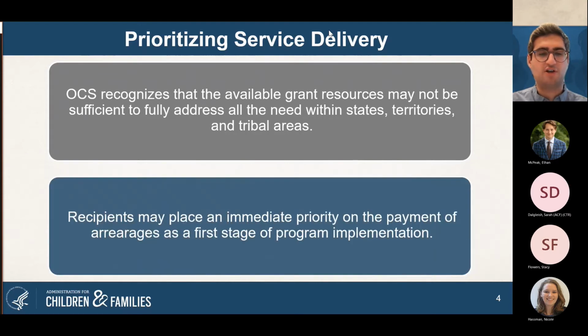Additionally, if a large number of households have significant arrearages and are at risk of disconnection of household water services or have already had services disconnected, recipients may place an immediate priority on the payment of arrearages as a first stage of program implementation. Recipients may then pay currently due bills to assure affordability of household drinking water and wastewater services as a next stage of program implementation if resources permit.